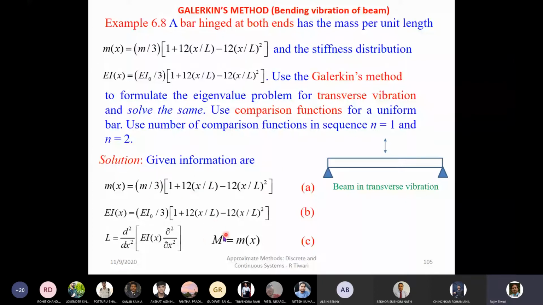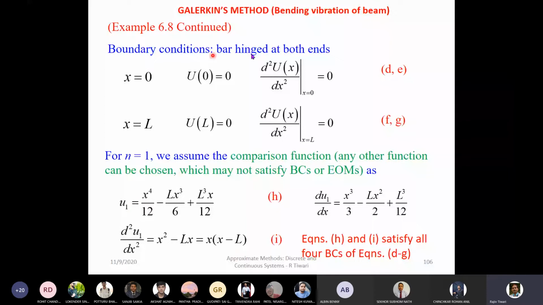So this is the given distribution, and for bending of a beam, we know this is the L operator and M operator, because in the Galerkin method we need these operators. Coming to the boundary conditions, we have 4 boundary conditions: 2 geometrical boundary conditions at x equal to 0 and L, displacements are 0 because it is a simply supported beam, and then the bending moment is 0 at both ends. So these are the 4 boundary conditions we need to satisfy.